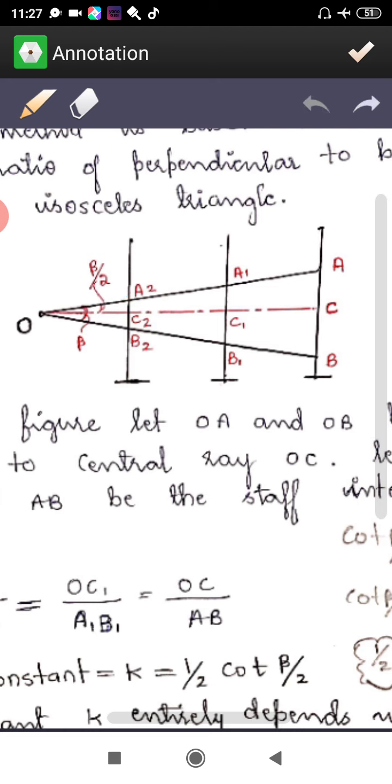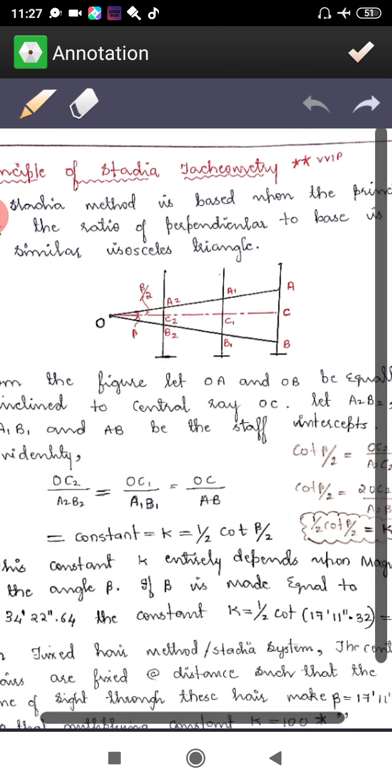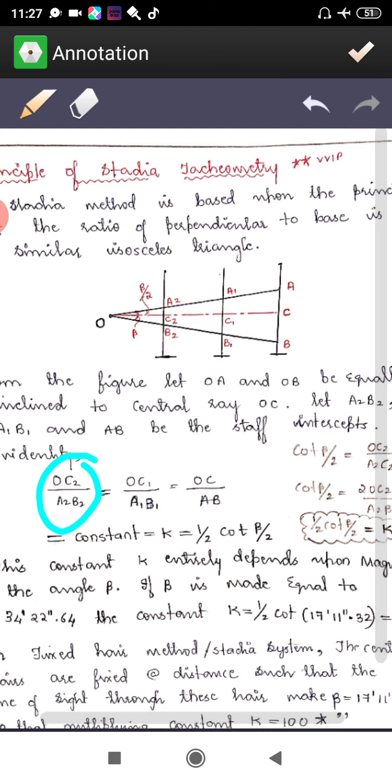Now what is this OC1 divided by A1B1? What is this OC2 divided by A2B2? If we take one term here, OC2 divided by A2B2, what is it going to be? First you are supposed to find out the trigonometrical function from that.